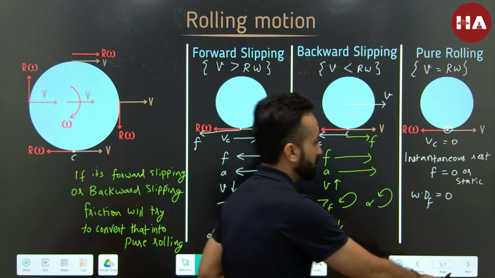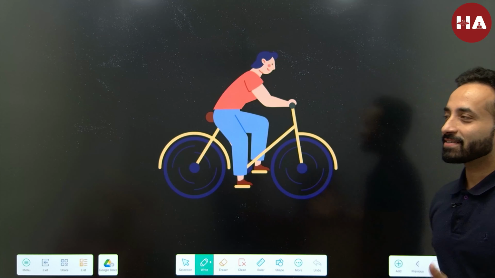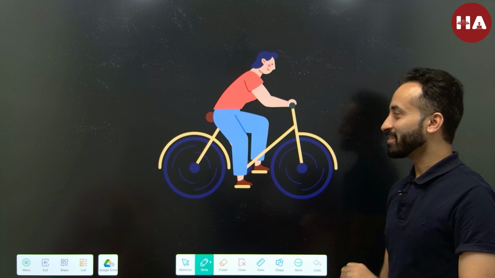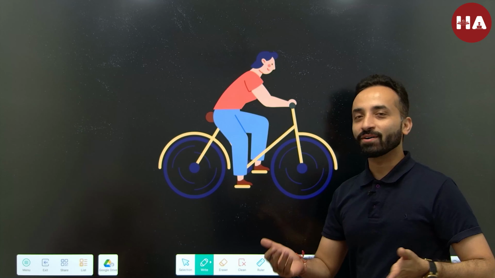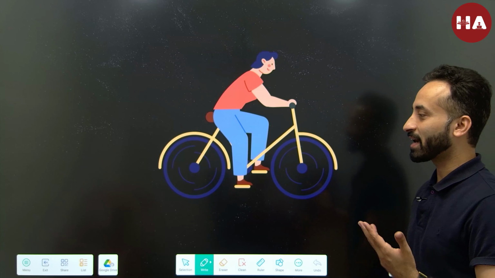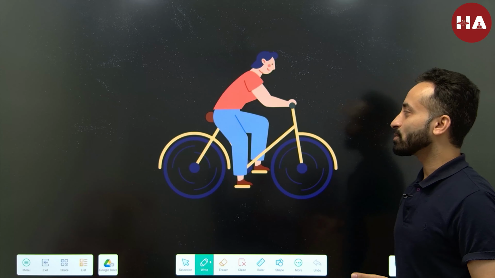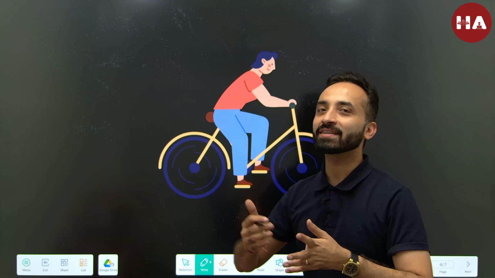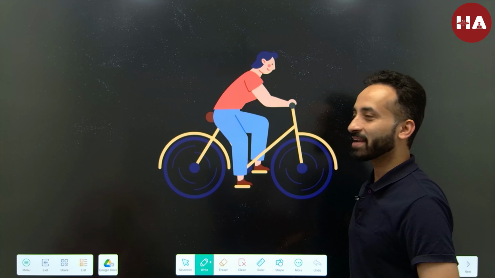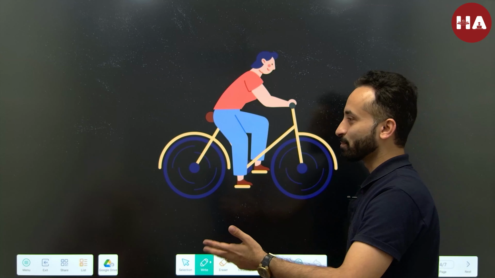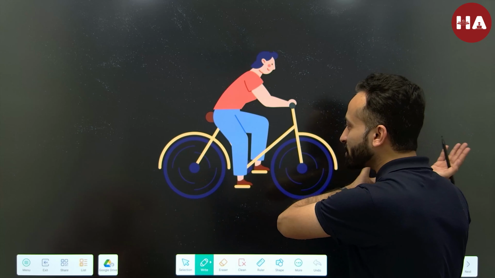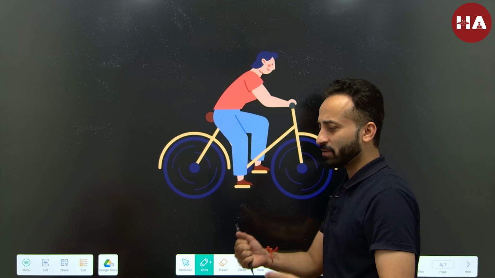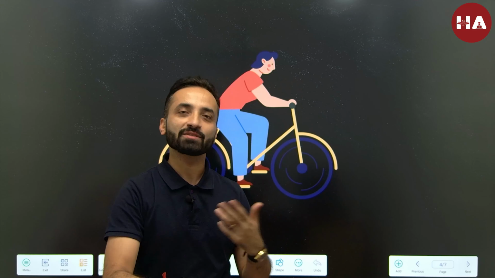All right, now let's take an example of a bicycle here. You've all seen a bicycle, you ride a bicycle for sure. So now how does a bicycle work? After learning rolling, it is going to be a completely new perspective towards riding a bicycle. How do you ride a bicycle? How does it move forward? You would say, we just pedal the bicycle.